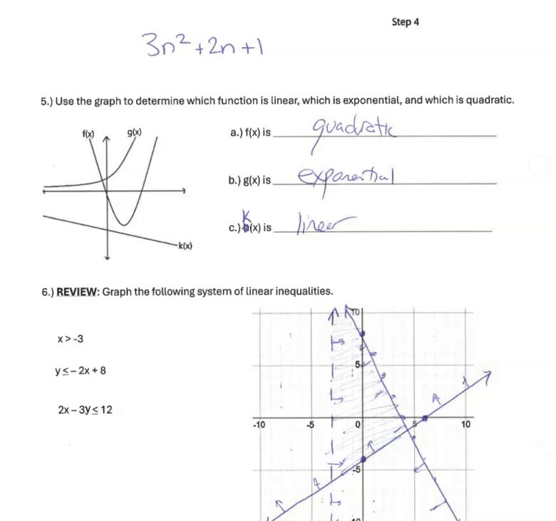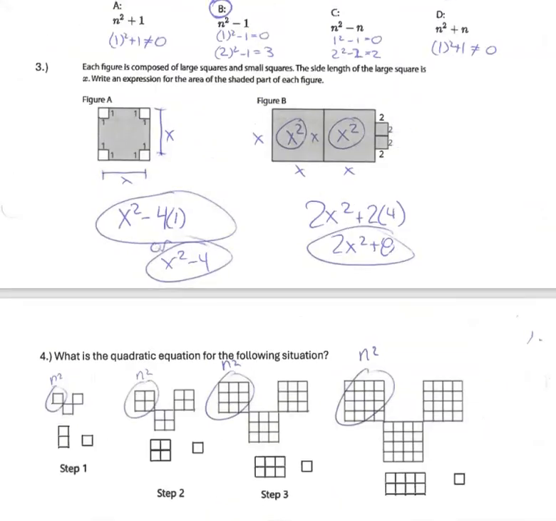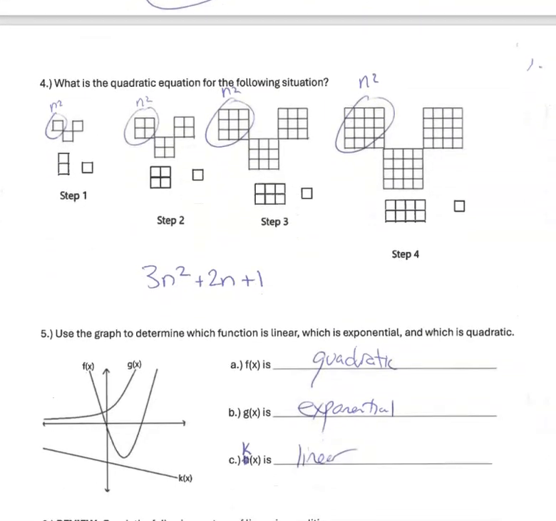So once again, the majority of this lesson was just making sure that you could look at situations and you could write out equations or expressions to represent them. So number 4, once again, don't forget, if it does say equation, don't forget an equal sign in there and the other side of the equation.